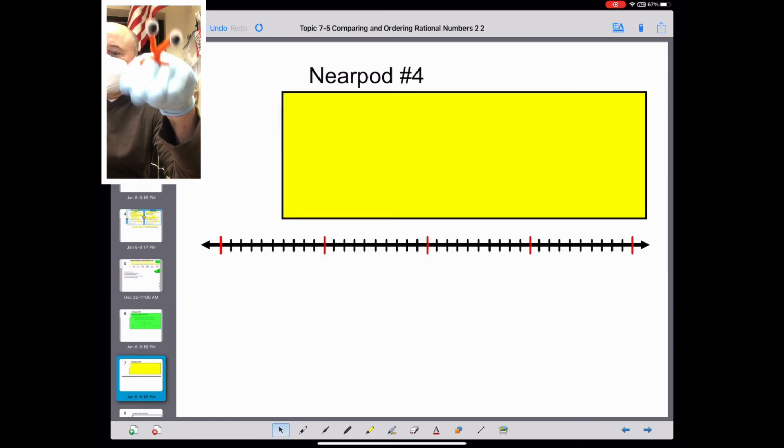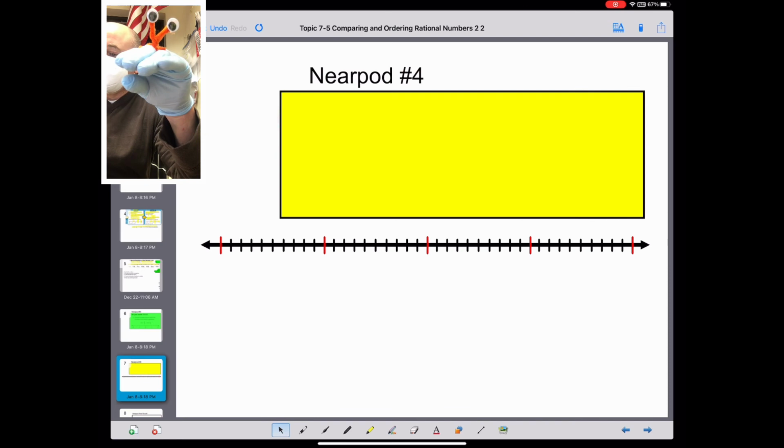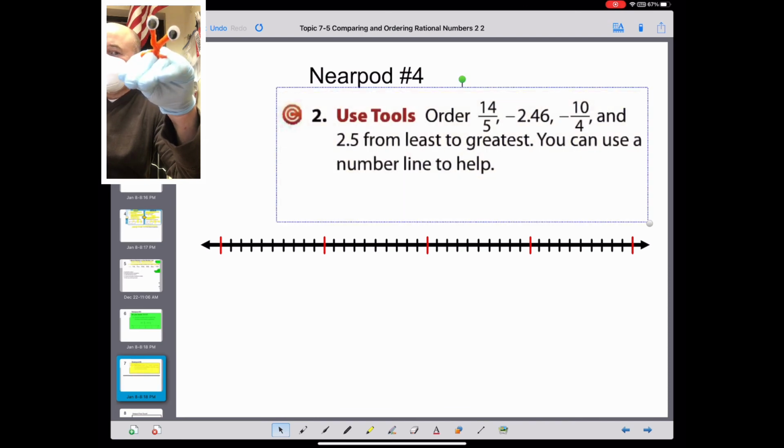Nearpod 4. I hope you were ready for that. Okay, Nearpod 4, kids. Let's give it a try. Use tools. What tools are they talking about?